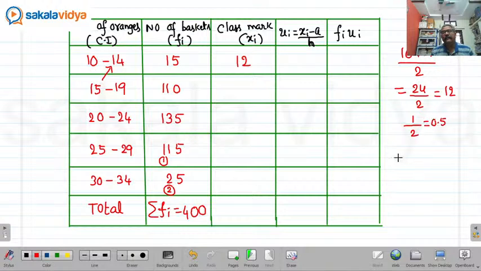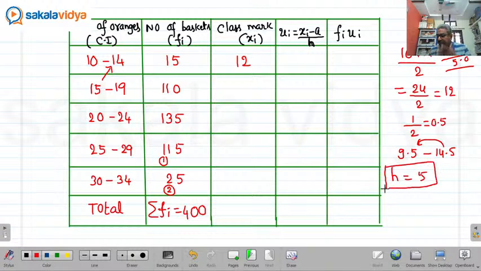For the first interval, subtract 0.5 from 10 and you will get 9.5. That becomes continuous. 14 plus 0.5 is 14.5. Now subtract these two values. h is equal to the difference of these two: 14.5 minus 9.5 is 5. h will be 5. You remember this one.